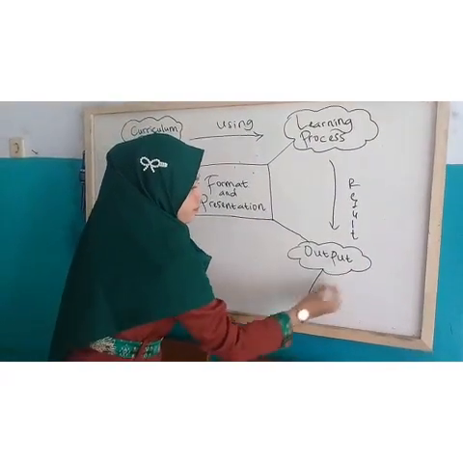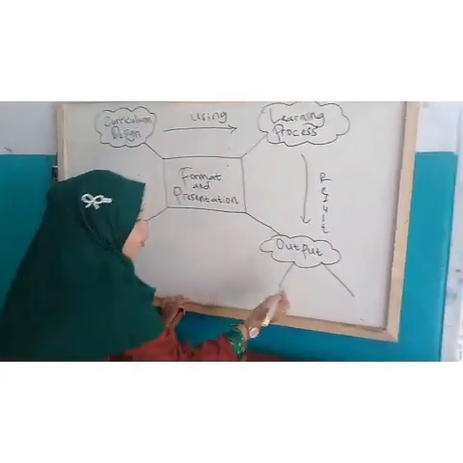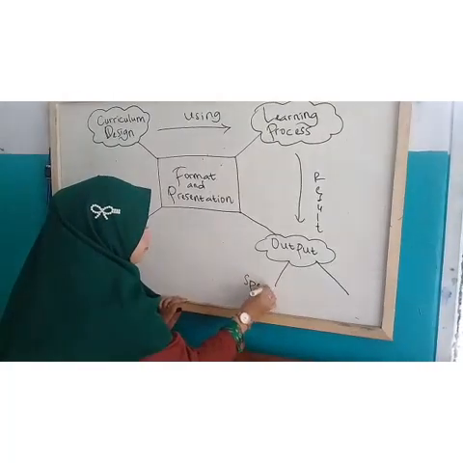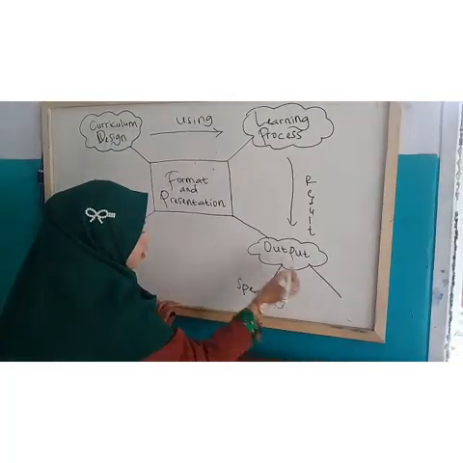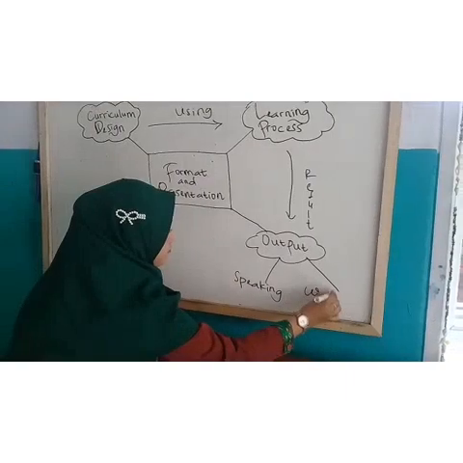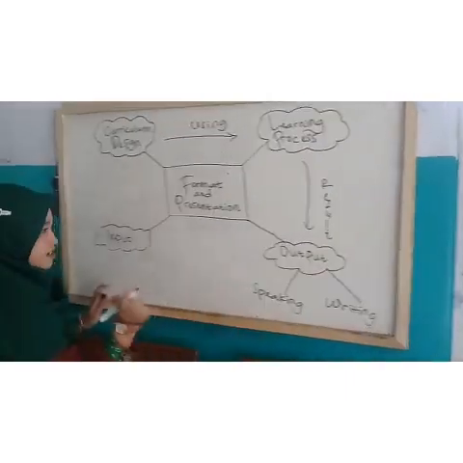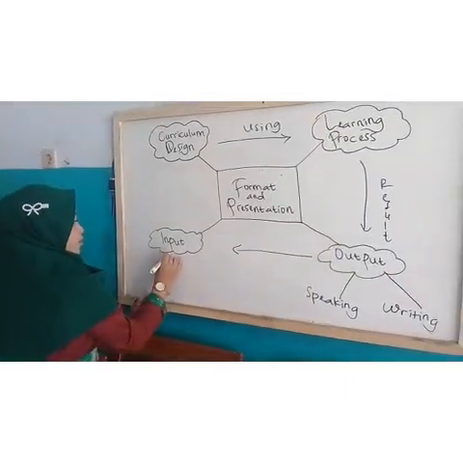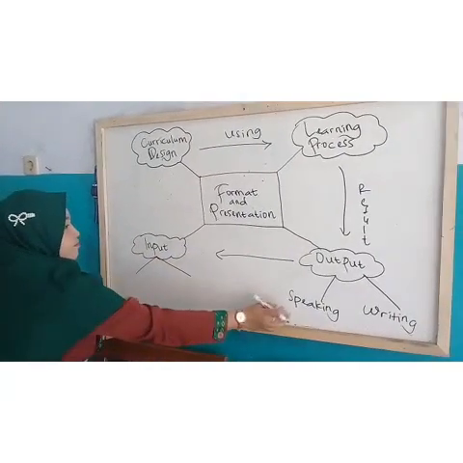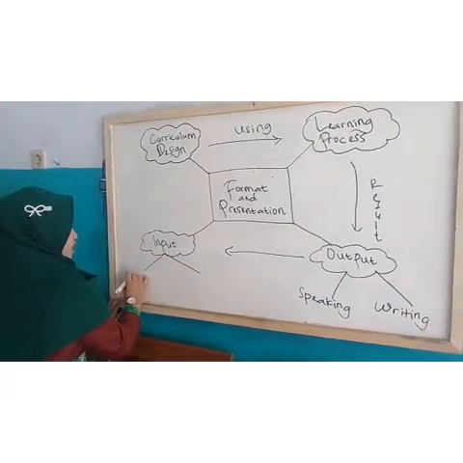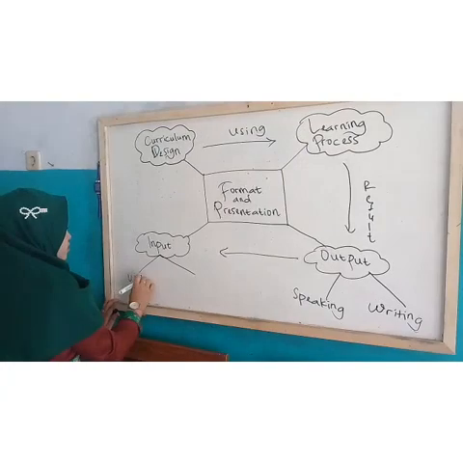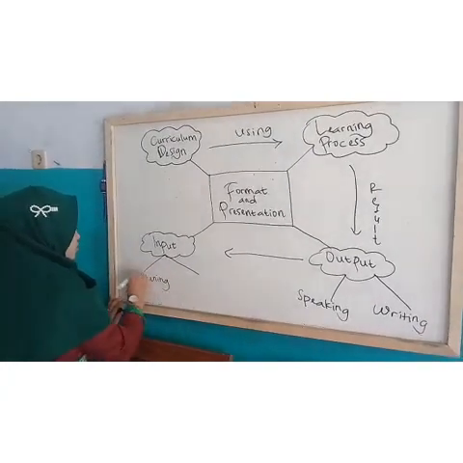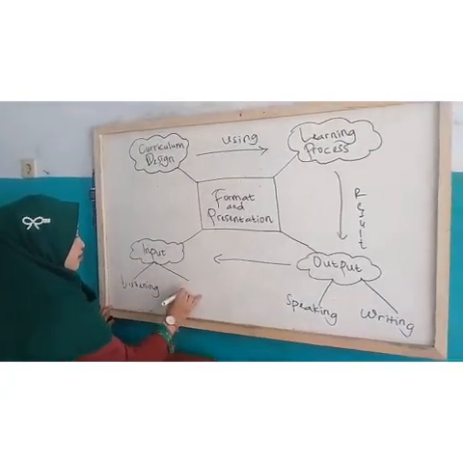There are 2. Output is speaking and writing, and the result of input has 2, same as output, right? Listening, and then reading.